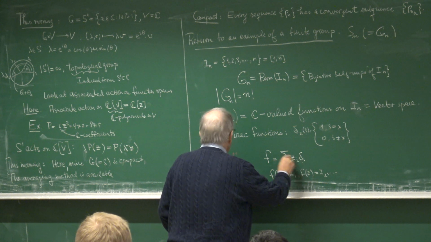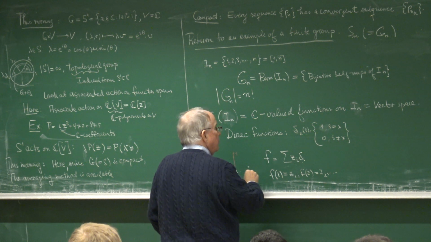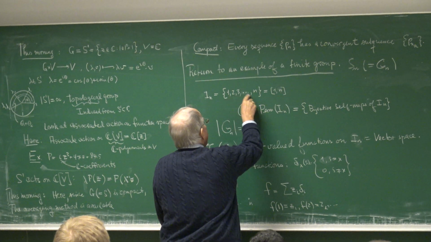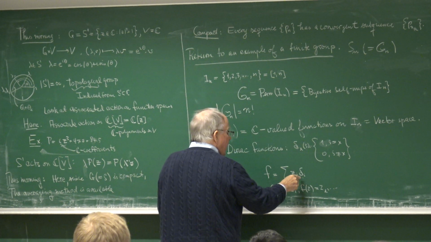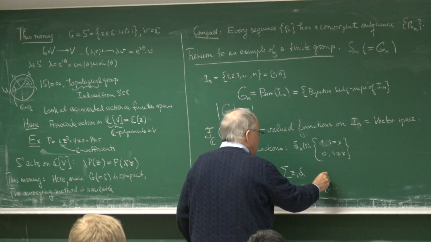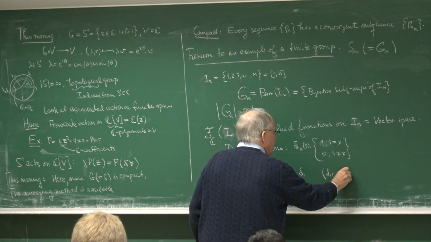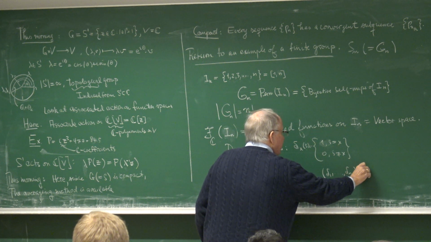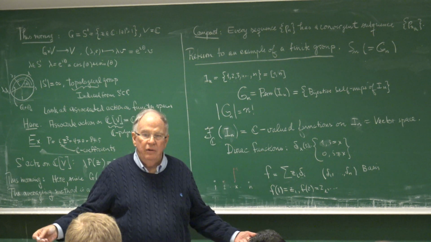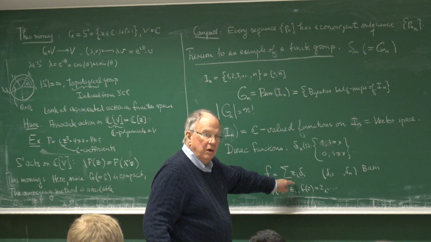Dirac functions. So if you have 1 through n, where did it go? Oh, here it is. This interval, 1, 2, 3, 4, 5, 6, 7, and so on, up to n. I have the Dirac functions for each i, so a general function is of that type. This then says that the Dirac functions, delta 1 through delta n, are a basis of that vector space. Every function is a linear combination of those Dirac functions. I just wrote it down. Right?